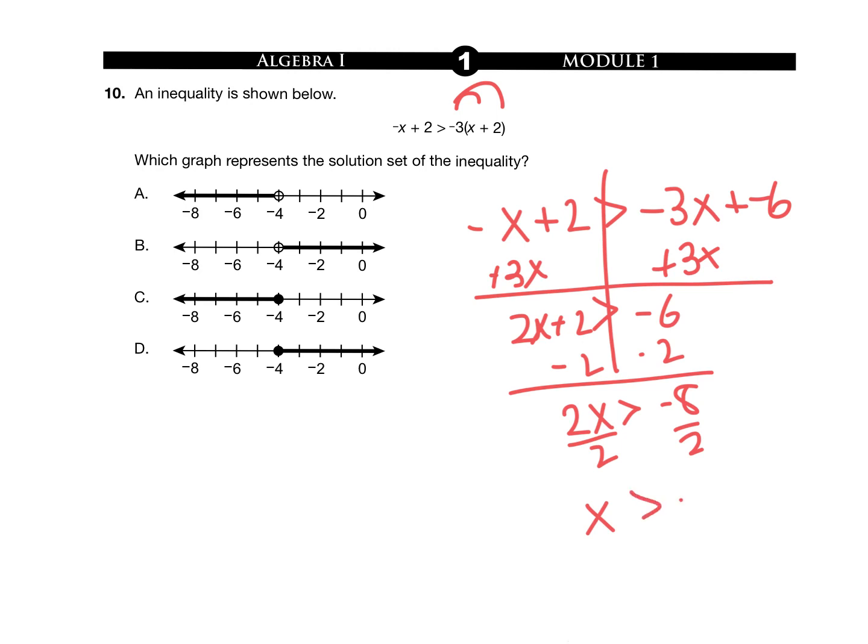And I get x is greater than negative 4. And there was no big switch here, right? There is no dividing by a negative number or multiplying by a negative number on both sides. So I don't need to worry. So my final answer here is x is greater than or equal to negative 4.